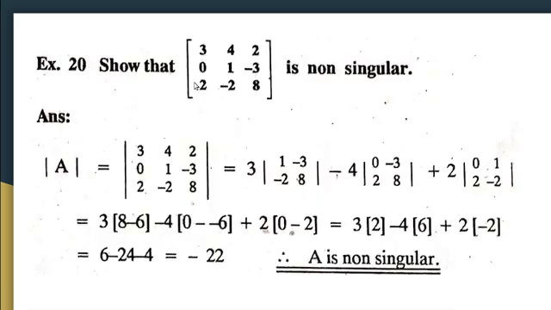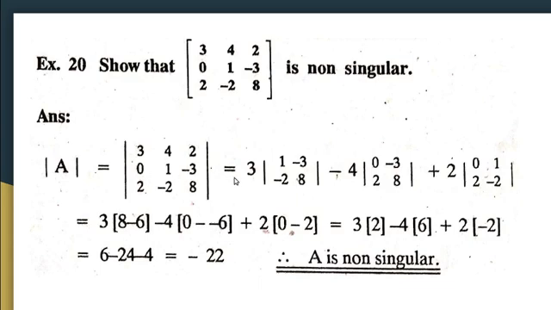Then we have to prove whether this matrix is non-singular or not. In order to find out whether a particular matrix is non-singular or not, we have to find the determinant value. If the determinant value is not 0, it is non-singular. If it is 0, it is singular. So we have to find the determinant value of this matrix.